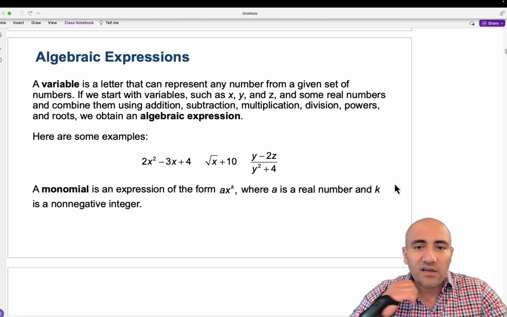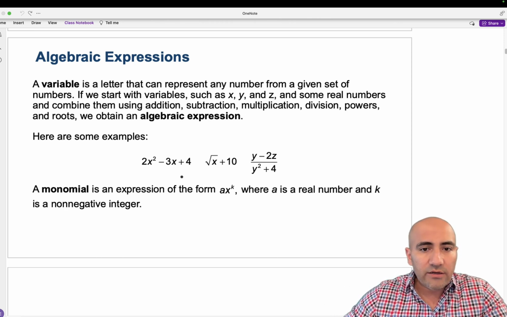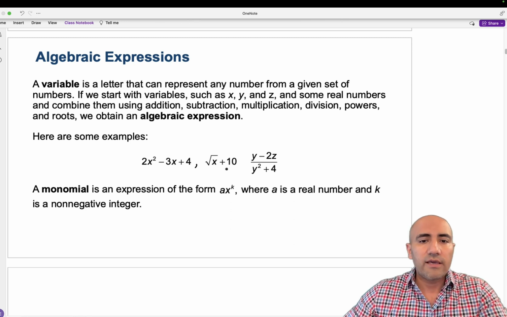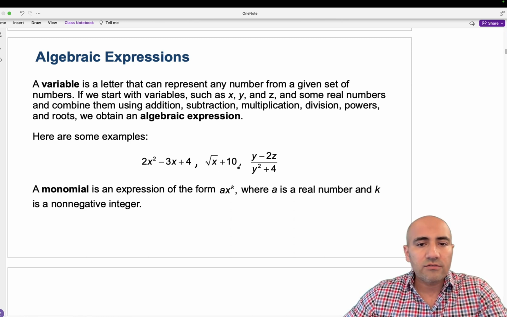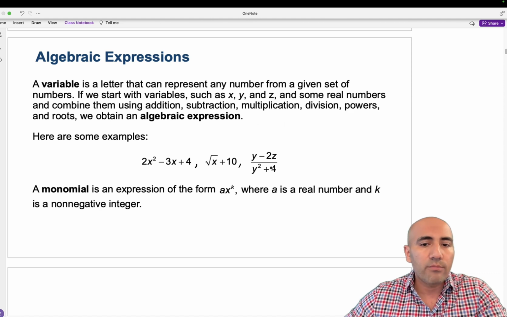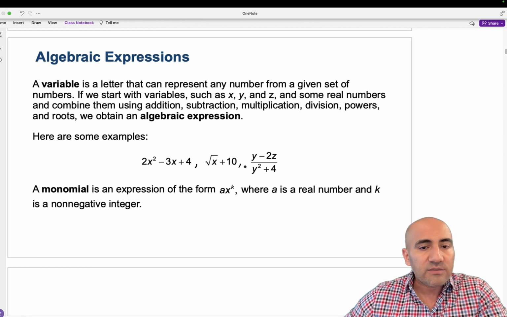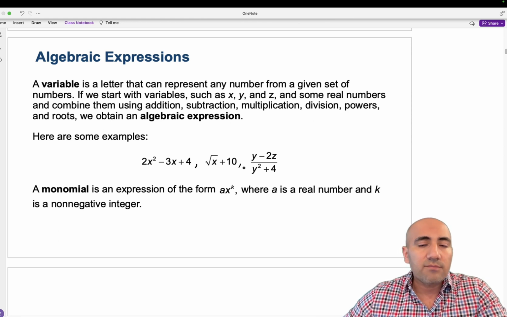So here are some examples of algebraic expressions. To be clear, there should be some commas here. So this is one of them. This is an algebraic expression, 2x squared minus 3x plus 4. Here is a separate algebraic expression, square root of x plus 10, for example. And here's another one, which is a giant fraction, a rational statement. y minus 2z divided by y squared plus 4. Notice that in all of these cases, there is no equal sign. That's really the main difference between an algebraic expression, it's like a statement, and something that's an equation that has an equal sign. So don't confuse the two.